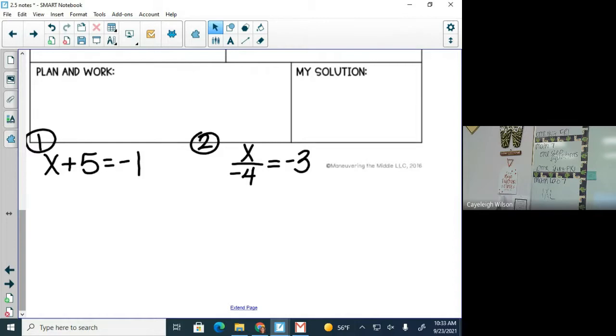So look at the x, think, okay, I'm isolating the x, what operation is happening to the x, and then do the opposite. And make sure you show your work. Whatever I'm doing to one side, I do it to the other side. Don't do it all on your calculator because that's not gonna get you any points.